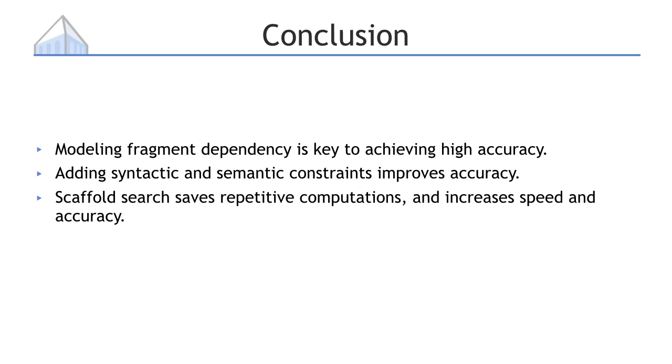To conclude, modeling fragment dependency is key to achieving high accuracy. Adding syntactic and semantic constraints improves accuracy significantly. Scaffold search saves repetitive computations and increases speed and accuracy.